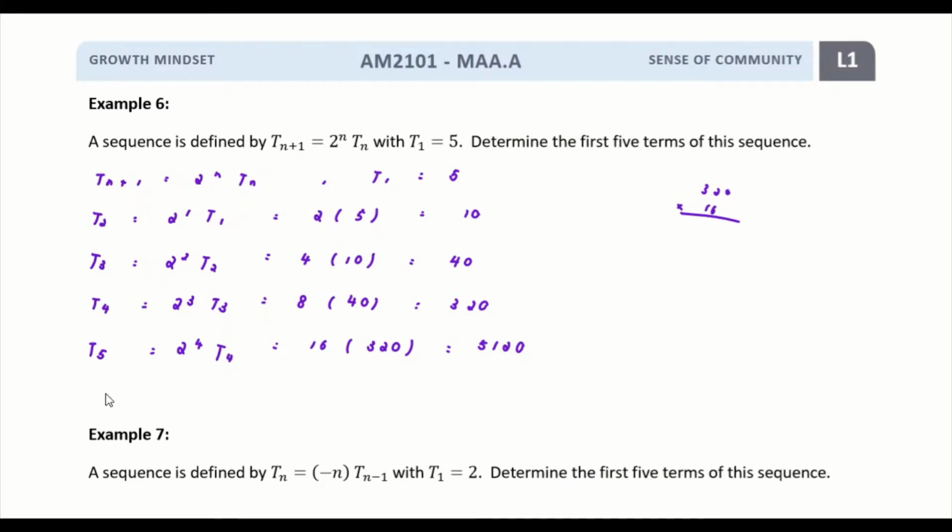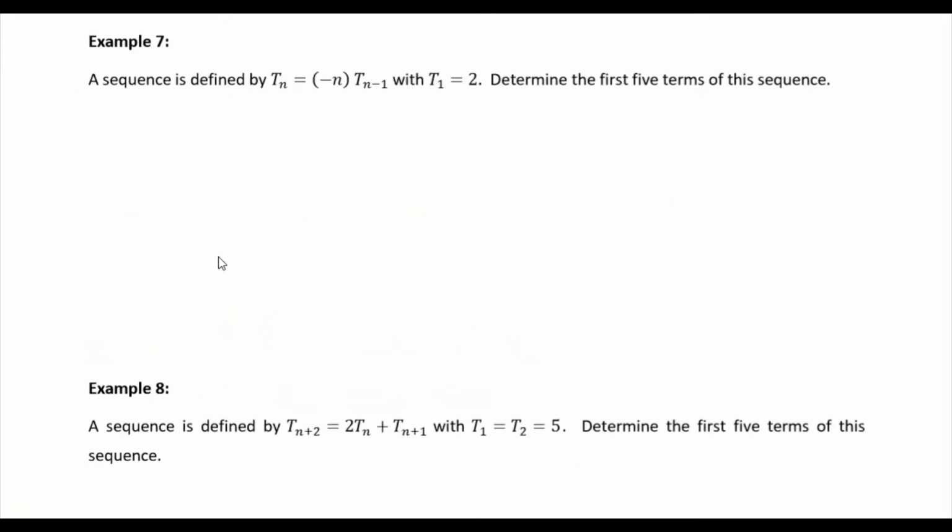Now let's write down our terms. So 5, 10, 40, and then 320, and the last one is 5120. Okay, that's the idea. I hope you get what is meant by the n here. One more example that's similar to this, where you are using the n. Let's look at example 7. A sequence is defined by Tn equals negative n times the previous term, given your first term is 2.